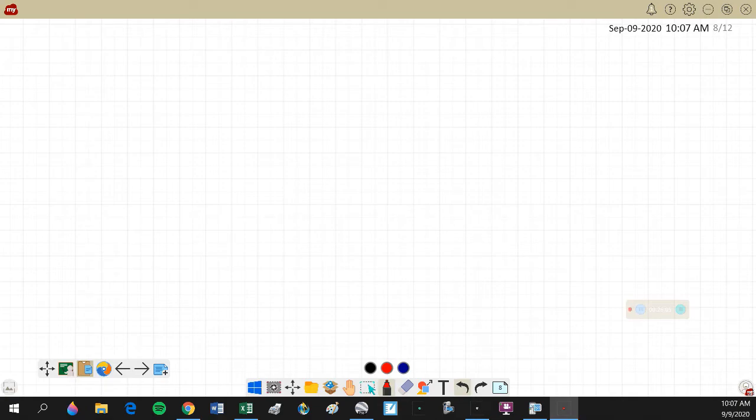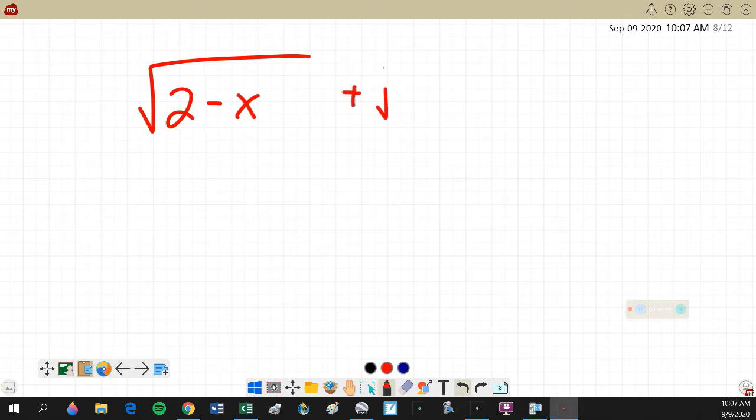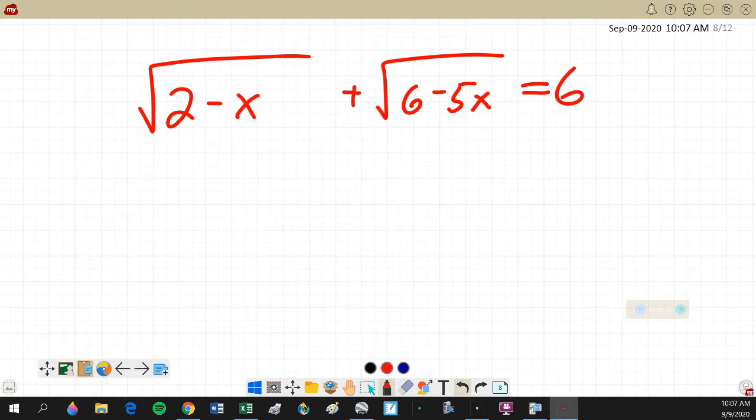What would be a good one? 52. The square root of 2 minus x plus the square root of 6 minus 5x equals 6. Okay. Don't let me outrun you on this one. Each step is very simple, but it's a long process to get all the way to the end. What would you recommend? Square root plus square root equals 6.